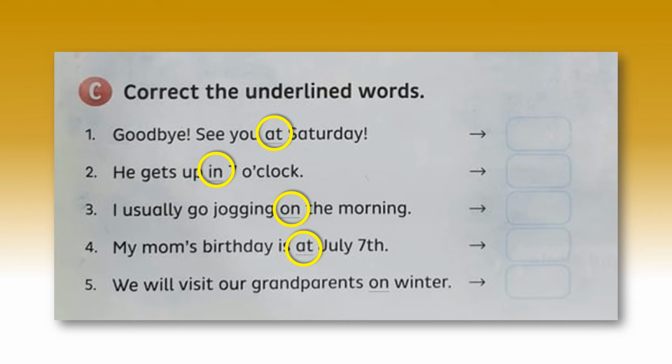Number 5. We will visit our grandparents on winter. Well, winter is a season. It has a start and a finish with time in the middle, like a box. It has space in the middle, like a box. What word do we use with something like winter? It would also be the same for something like January or 2022. You would use the same word. What is it?